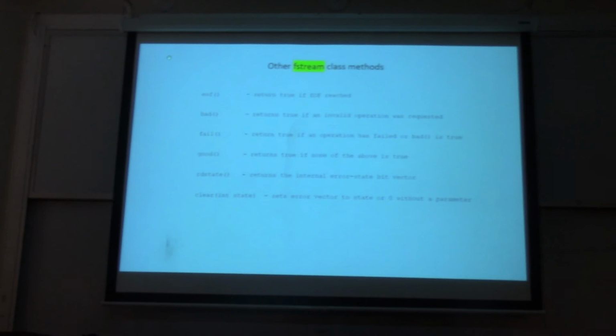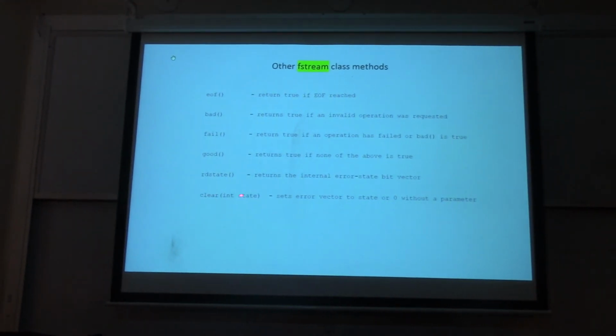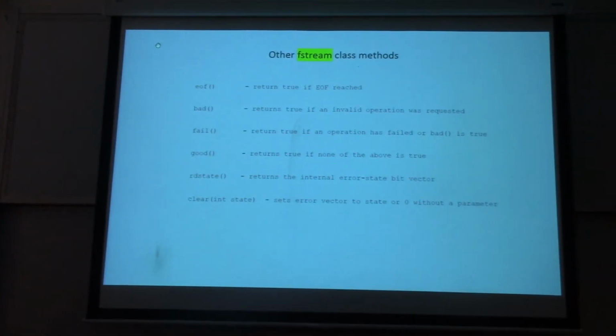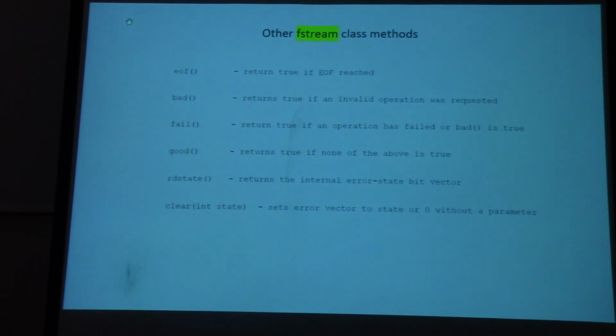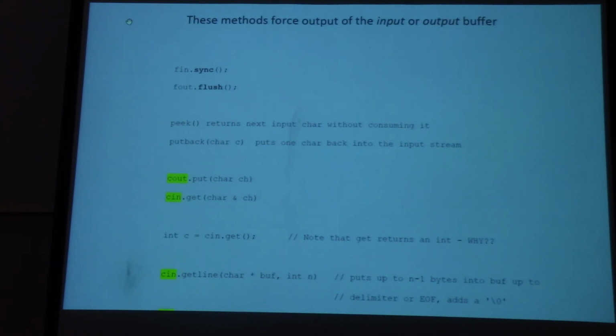Now, clear is overloaded. If you call clear with no parameters, it will set the error state bit vector so everything's fine again. If you call clear and give it a specific value, it will set the error state to whatever value you give it. So be careful, because you can really mess things up. This is powerful stuff. You don't necessarily want to do that.